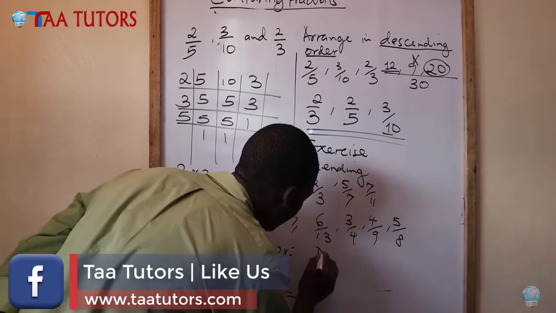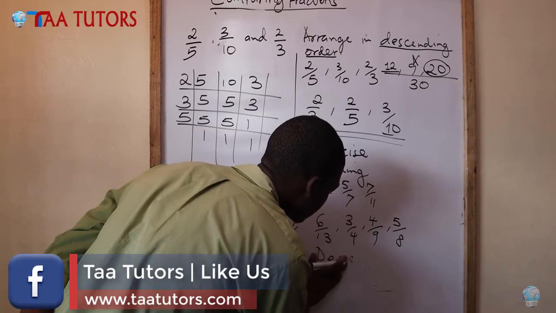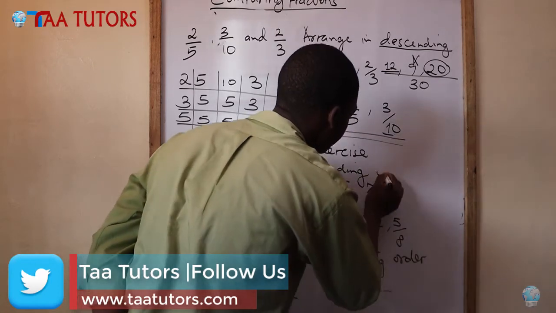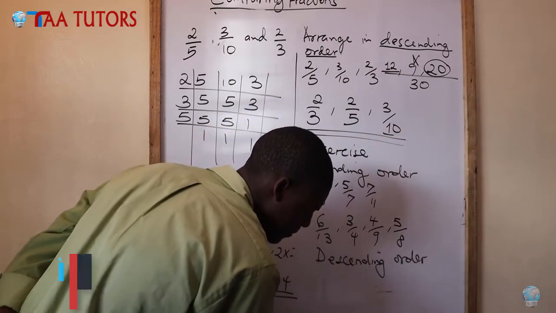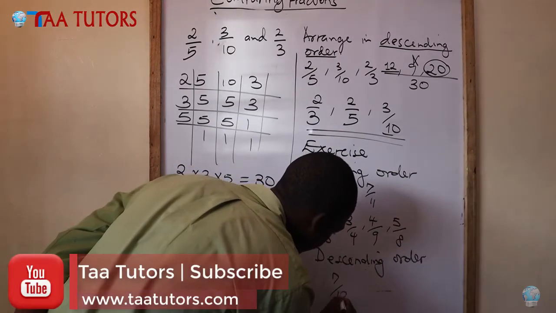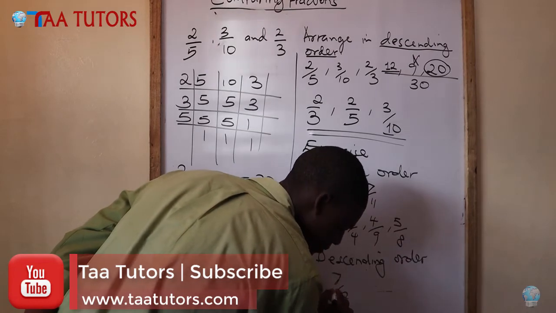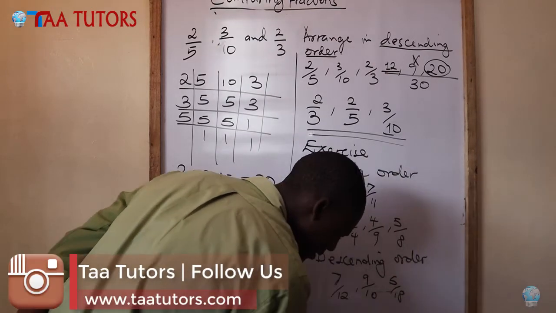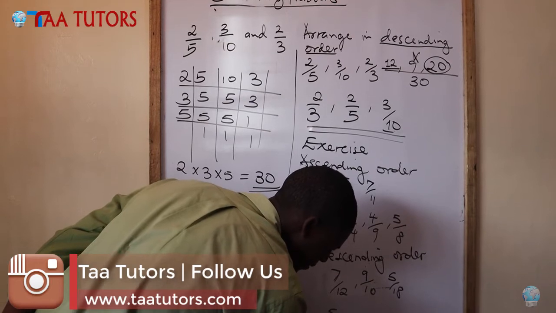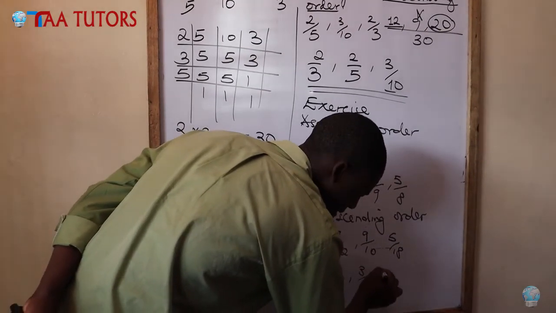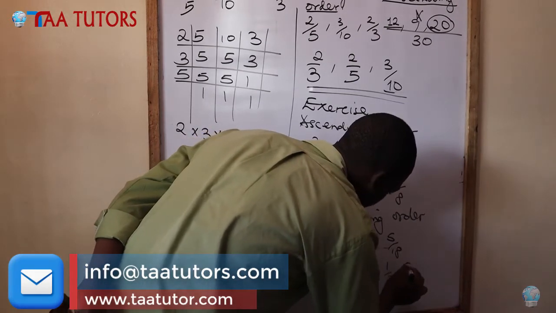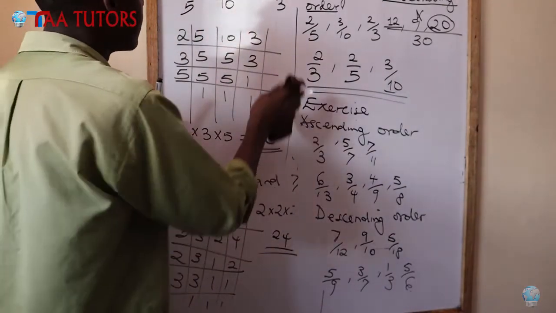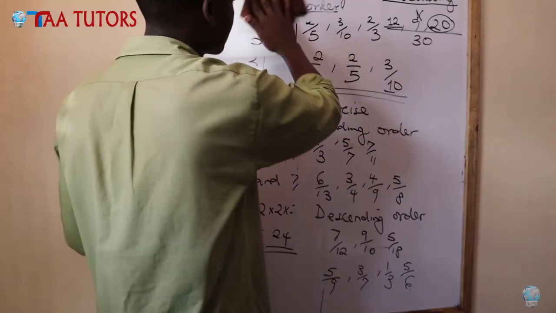Then descending order now. Descending order. You will have 7 over 12, then 9 over 10, and 5 over 18, and 5 over 9, then 3 over 7, we have a third, and lastly 5 over 6. You can try those at home. When you encounter a problem, you can contact us through the comment section and we will do a follow-up to help you.